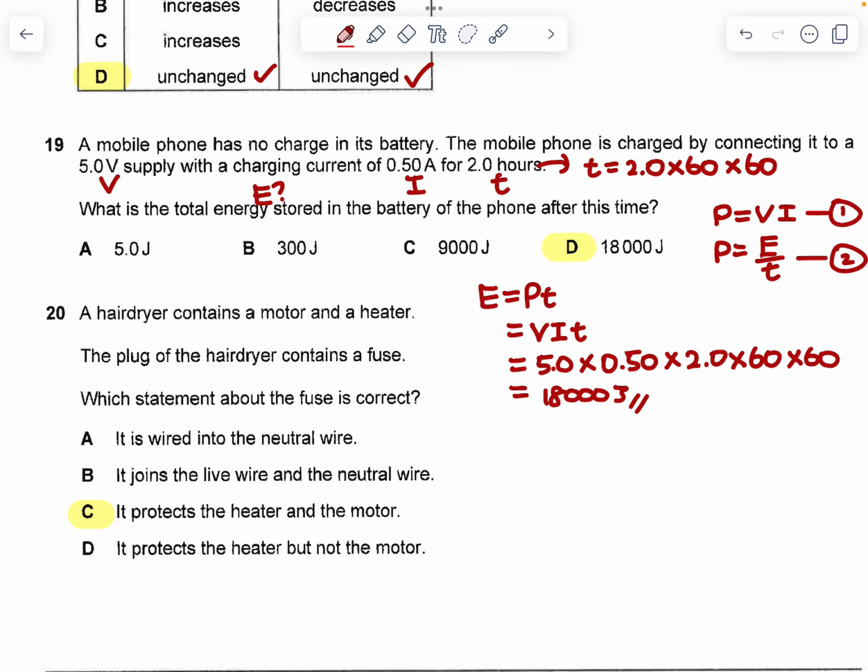Next, question 20. A hairdryer contains a motor and a heater. The plug of a hairdryer contains a fuse. Which statement about the fuse is correct? So, remember, fuses and switches are connected to the live wire. It does not join the live wire and the neutral wire. It's the hairdryer that joins the live and neutral wire, or the electric appliance. It protects both the heater and the motor. That's correct. Okay, it protects both. So D is wrong. And that's the end of paper 1.